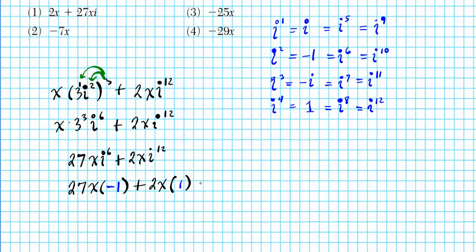And then just simplify this. This becomes -27x plus 2x. So here just subtract and keep the sign of the bigger one, -25x. Answer is option number 3.